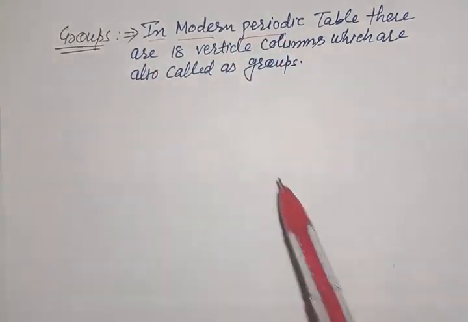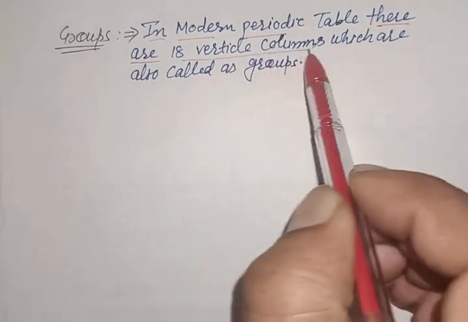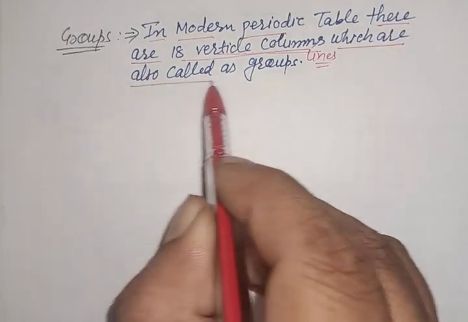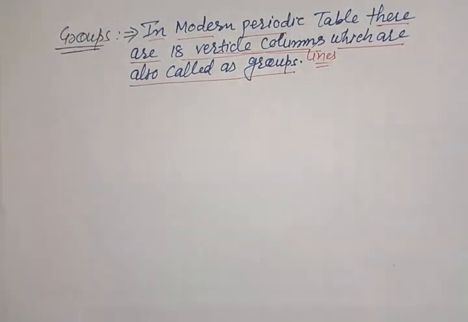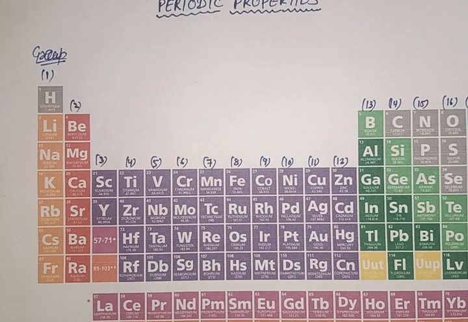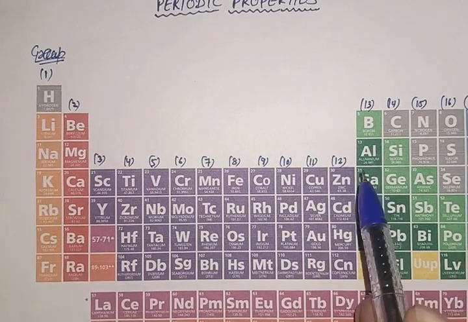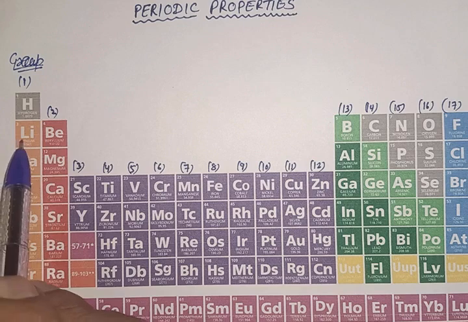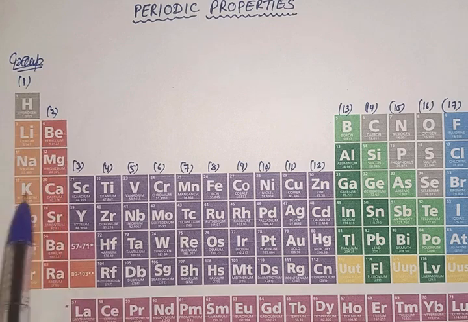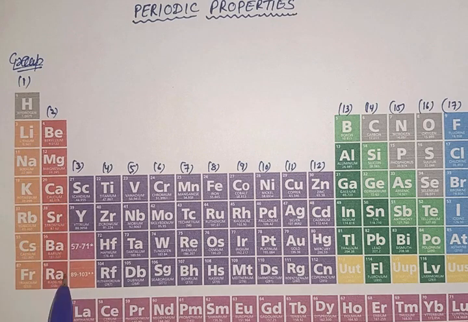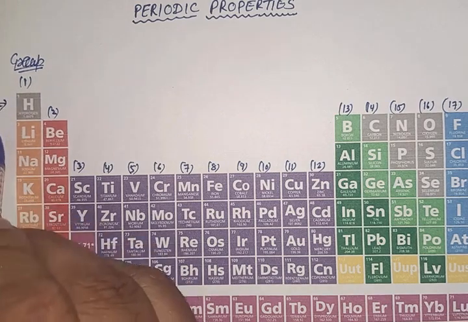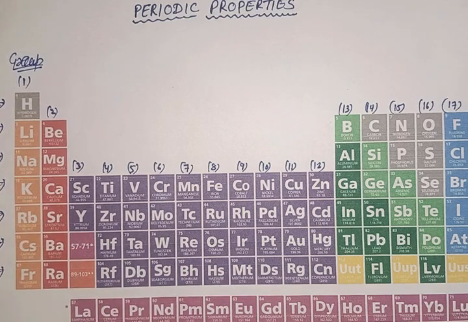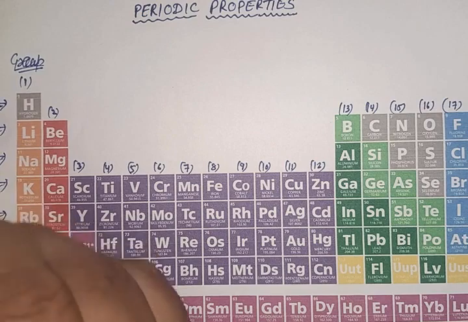In the modern periodic table there are 18 vertical columns, or I can say there are 18 vertical lines which are also called groups. In the modern periodic table there are 7 horizontal lines. This is the first horizontal line, hydrogen. After that, lithium, beryllium, second horizontal line, third, fourth, fifth, sixth, and seventh. These horizontal lines are also called periods. So in the modern periodic table there are a total of 7 periods.